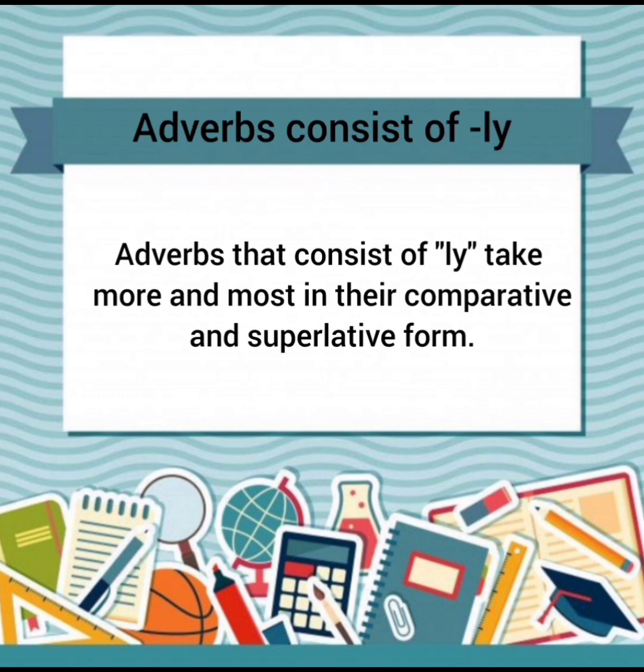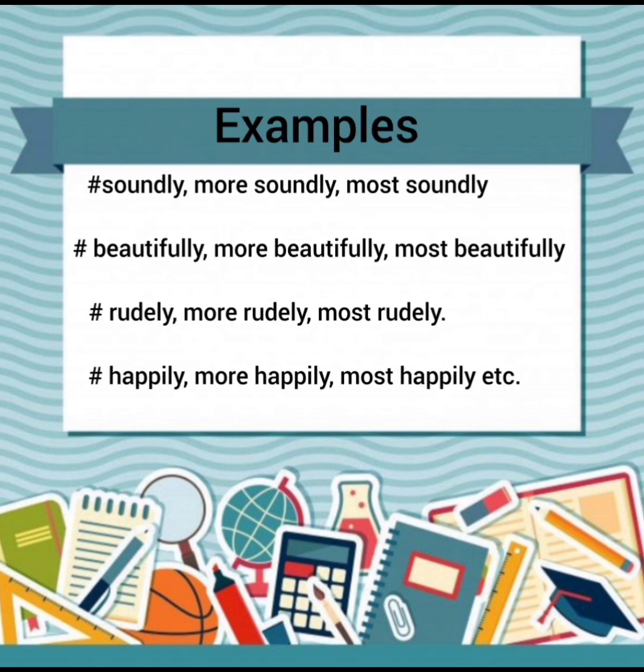Now the adverbs that end in ly take more and most in their comparative and superlative form because they are considered as more than one syllabic adverb. For example, soundly, more soundly, most soundly, beautifully, more beautifully and most beautifully, rudely, more rudely and most rudely, happily, more happily, most happily, etc. These all the adverbs are more than one syllable.